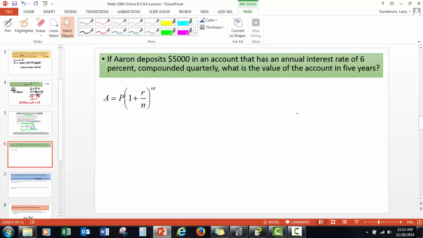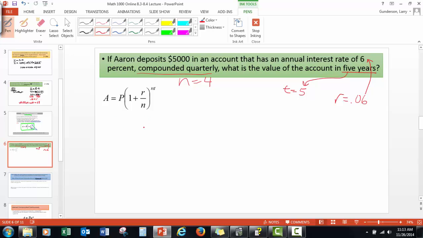Most students learn better by examples, so let's take a look at an example. If Aaron deposited $5,000 in an account that has an annual interest rate of 6%, compounded quarterly, so notice this is compounded quarterly, because of that, n is going to equal 4. And the interest rate was 6%, so r is going to be 0.06. What's the value of the account in 5 years? So because of that, we know t equals 5.